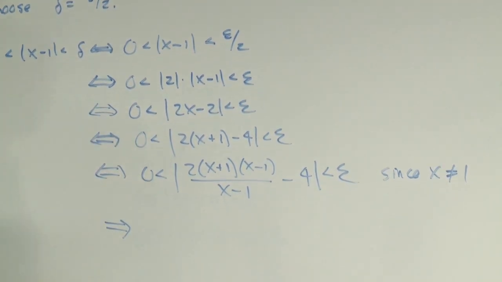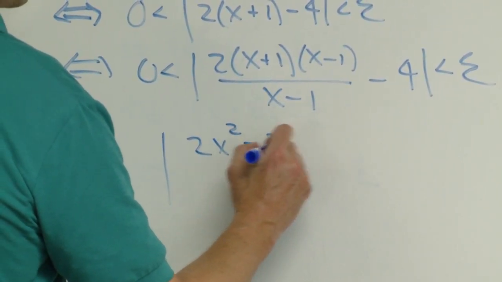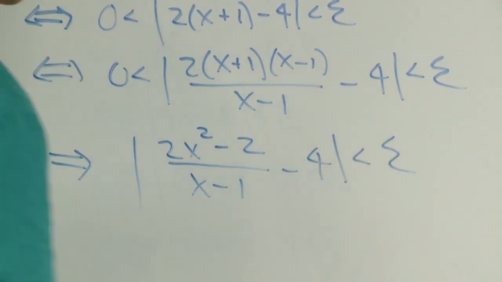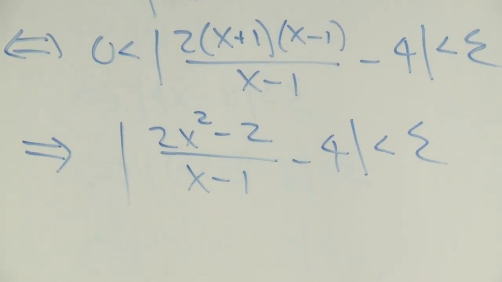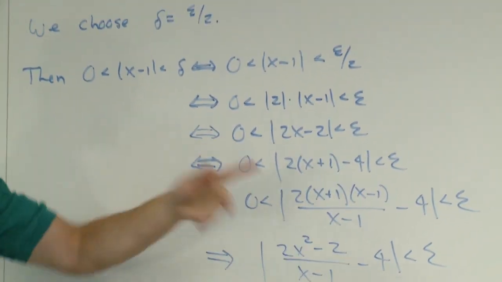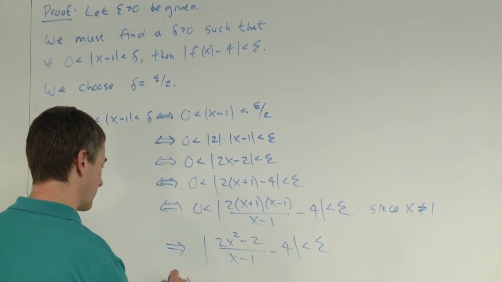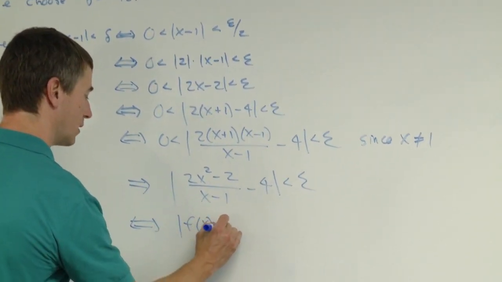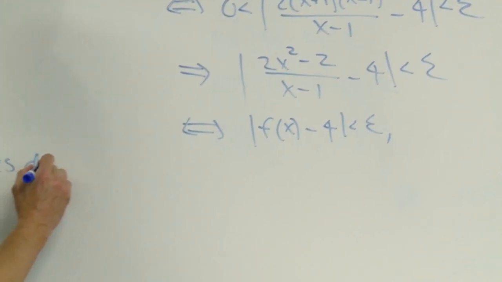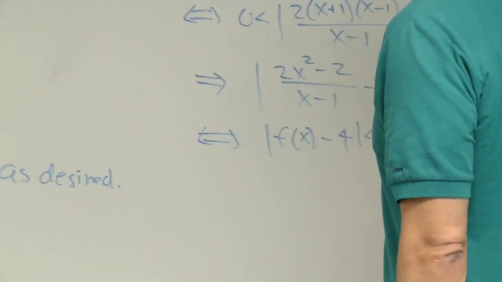But this is great, because this thing in the absolute values now, isn't that pretty much exactly what we want? 2x squared minus 2, if I multiply out that numerator, minus 4, less than epsilon, because that's what we were aiming for. We were aiming to get f of x minus 4, and this is the formula for our f of x. So that is just another way of writing the absolute value of f of x minus 4 less than epsilon, as desired. And then we can put our little box to denote that the proof is done.